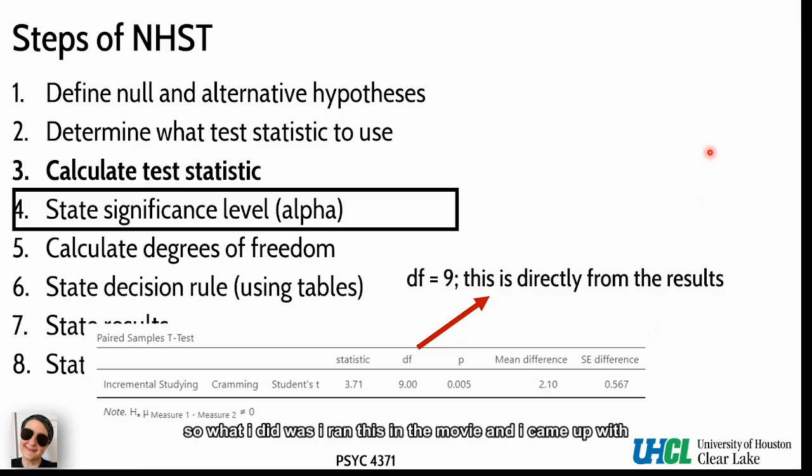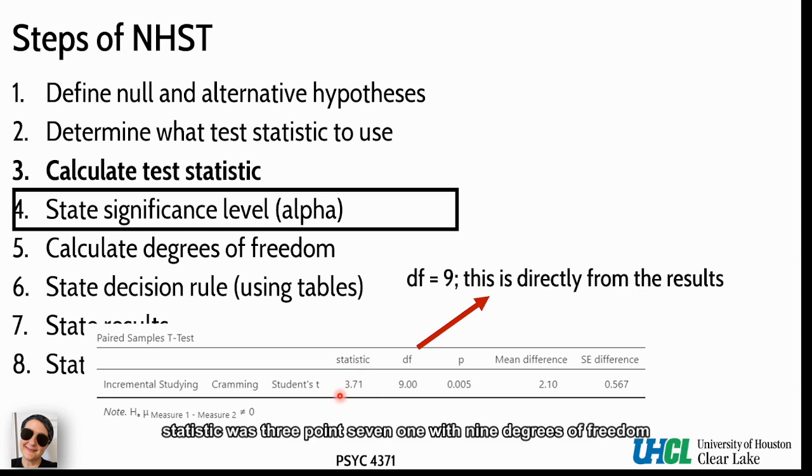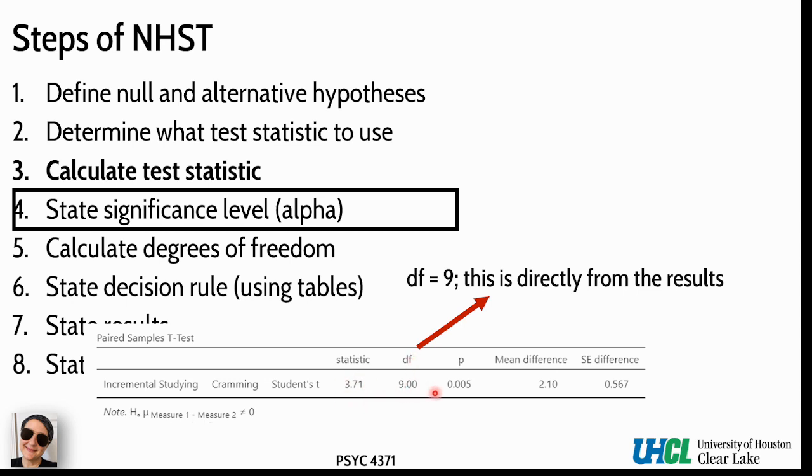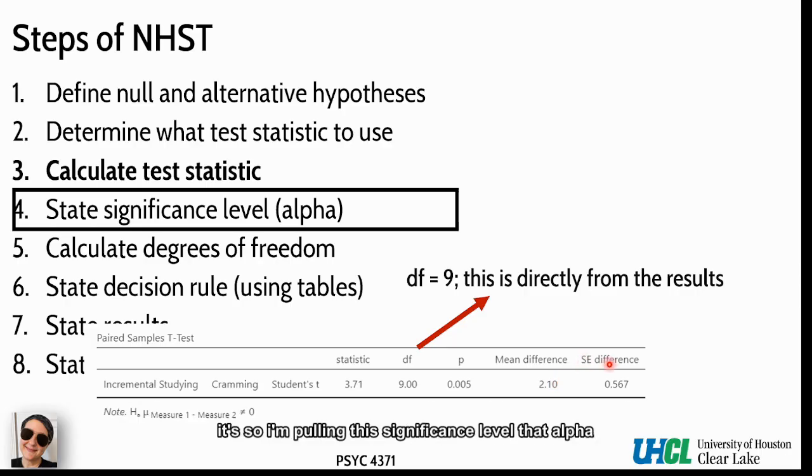So what I did was I ran this in Jamovi and I came up with a paired samples t-test output. I'm comparing incremental studying with cramming. I calculated the student's T. My T statistic was 3.71 with 9 degrees of freedom. And this says my P level is 0.005. And I have my mean difference and the standard error of the difference.